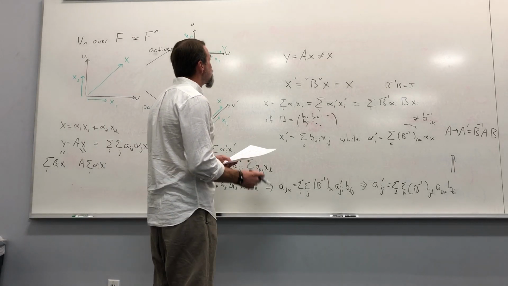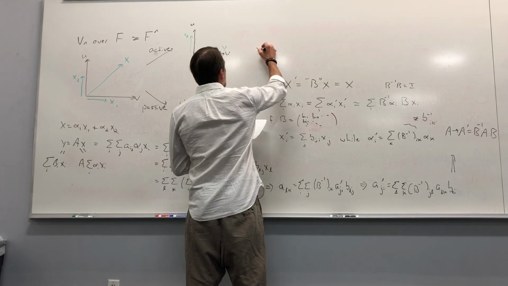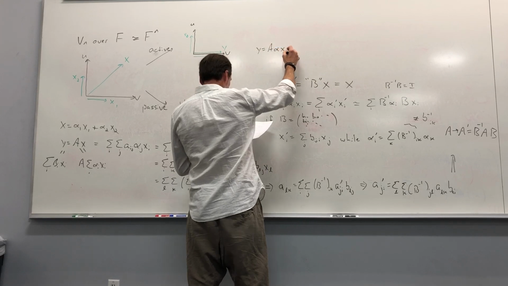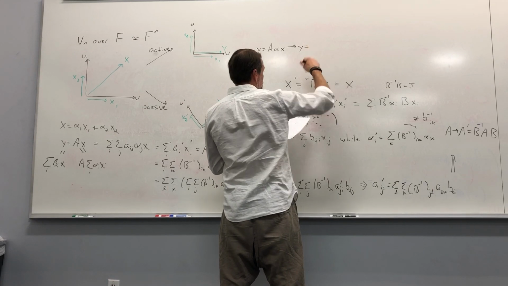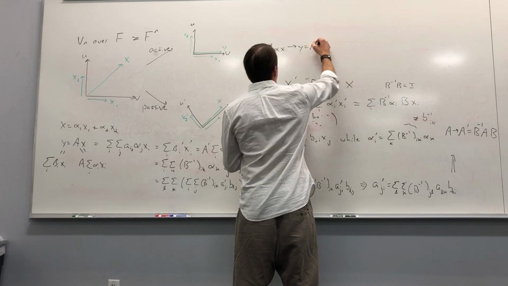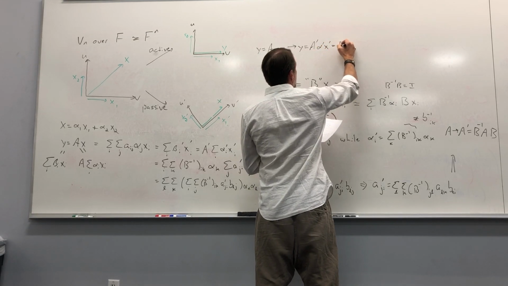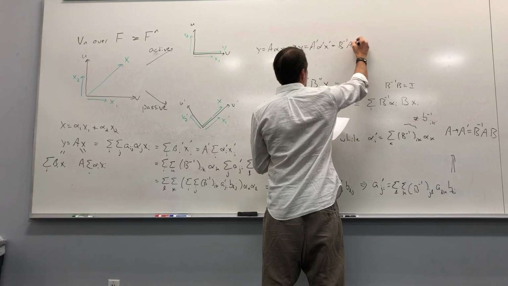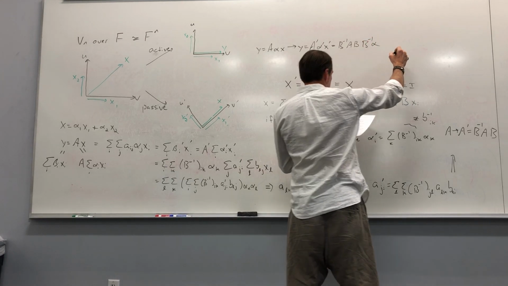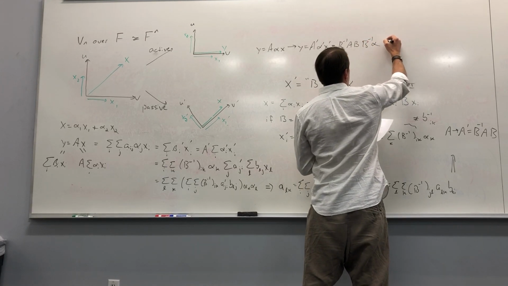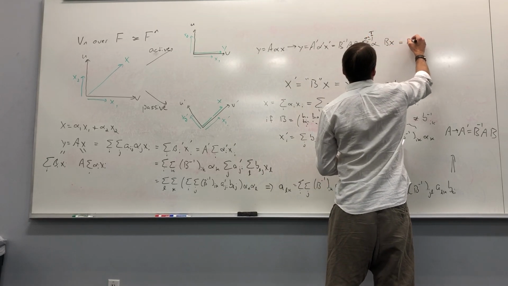So in the end, we can say if y is A alpha x, under a change of coordinates and this ensuing change of basis vectors and all that other stuff, this becomes A prime alpha prime x prime, where A prime is related to the original by B inverse A B. The change in the components is by a factor of B inverse, and a change in the basis x is Bx. That, of course, just becomes the identity.